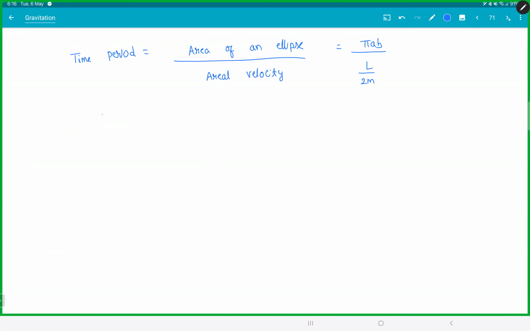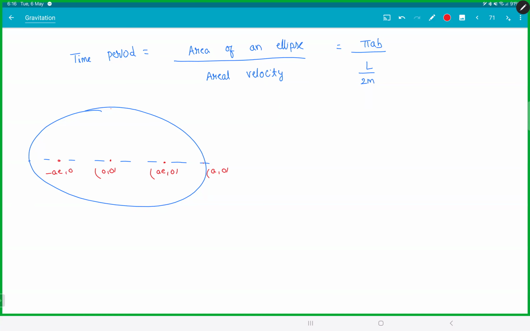I'll not be solving this, but these are the data. So if you take an ellipse, and take the center as origin, the focus will be AE comma 0. This will be A comma 0. This will be minus AE comma 0. And this is minus A comma 0. And you said this is R1 and this is R2.